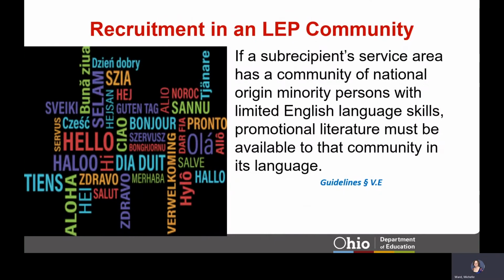If a subrecipient service area has a community of national origin minority persons with limited English language skills, promotional literature must be available to that community in its language. So how do we define community? Ask yourself if there is a significant percentage of people from different national origins in your community. Is there local news, radio, or TV programming that is available and targeted at persons from specific national origins? Are there community centers, grocery stores, churches, or other places where people of different national origins gather or are supported?